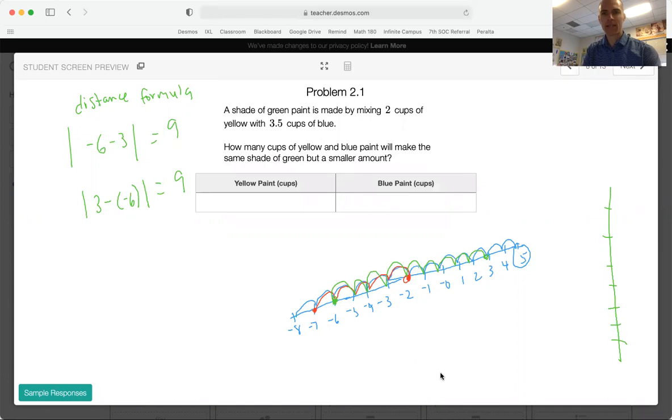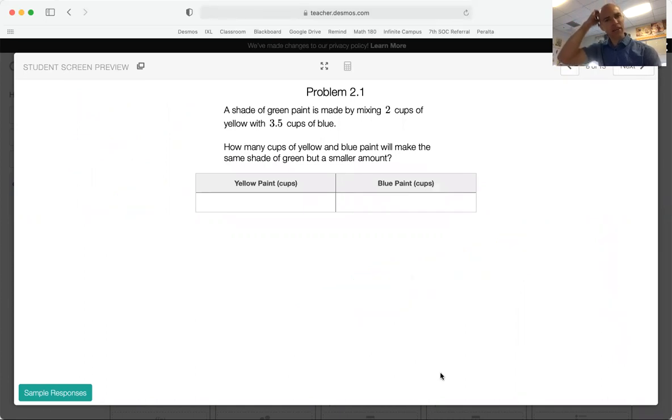All right, let's finally clear all these drawings. It says a shade of green paint is made by mixing 2 cups of yellow with 3.5 cups of blue. Oh, we're doing a little bit of review of some proportionality stuff here. How many cups of yellow and blue paint will make the same shade of green, but a smaller amount?